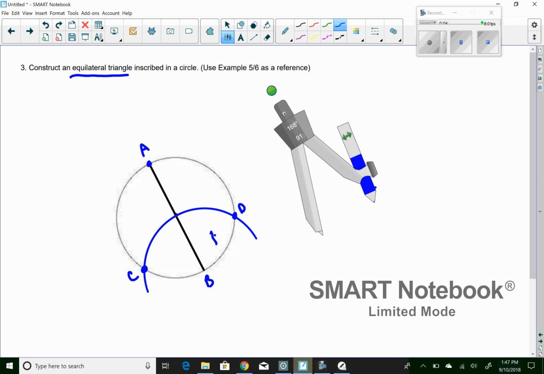Each one of those points is an equal distance away from each other. So we can say triangle A, C, D is an equilateral triangle.